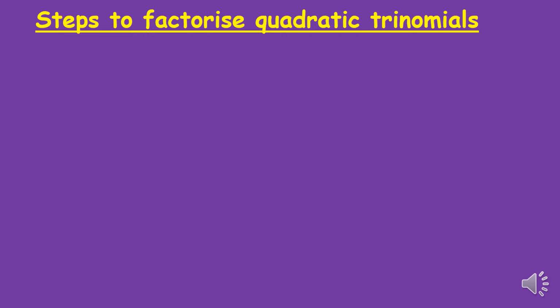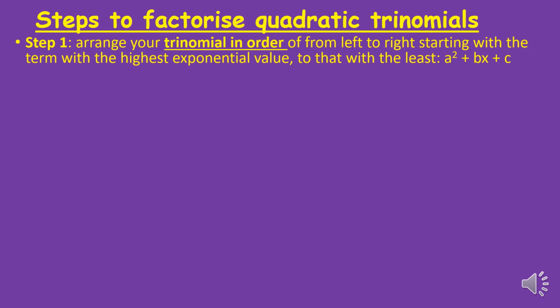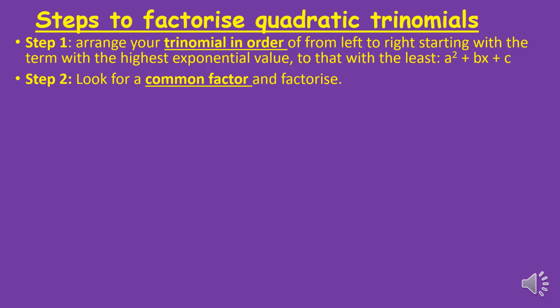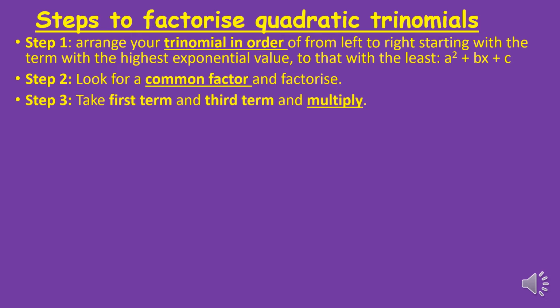So the steps to factorize quadratic trinomials. Step number 1: arrange your trinomial in order from left to right, starting with the term with the highest exponent to that with the least, as in the form x squared plus bx plus c. Step 2: look for a common factor and factorize. That is, if there's a common factor, you need to factorize it from the 3 terms. Step 3: take the first term and the third term and multiply them, you get a product.